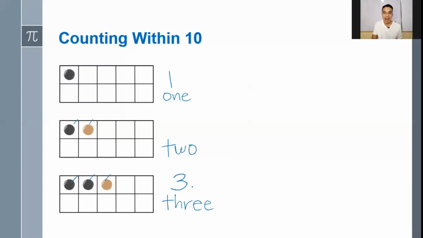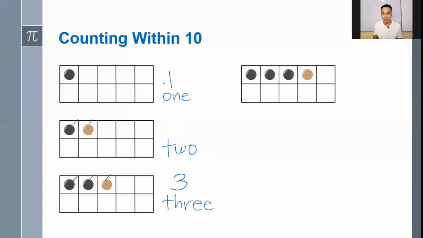And if you're going to add one more counter, we have number 4. So we have 1, 2, 3, 4. We already discussed number 4 a while ago, so I'm just going to write number 4 here and 4 in word.